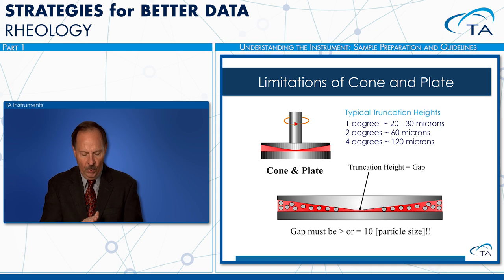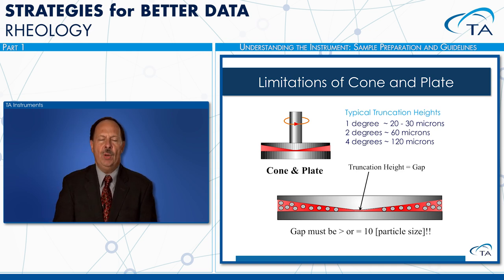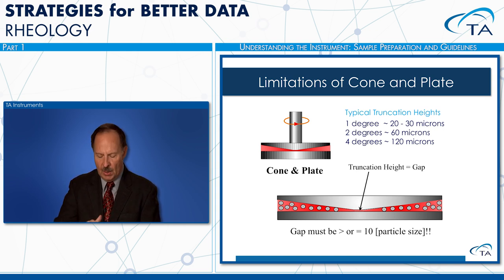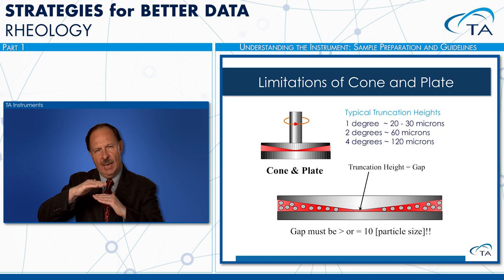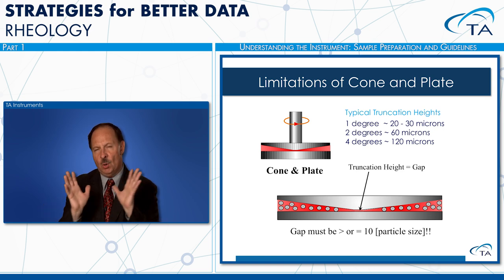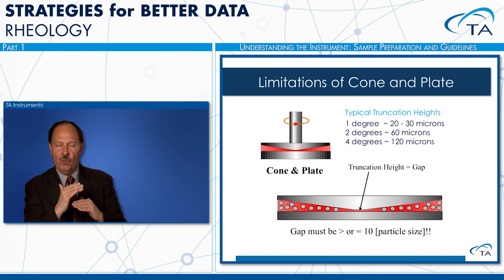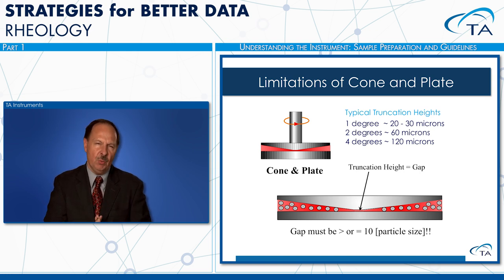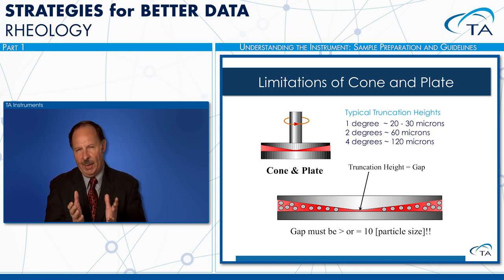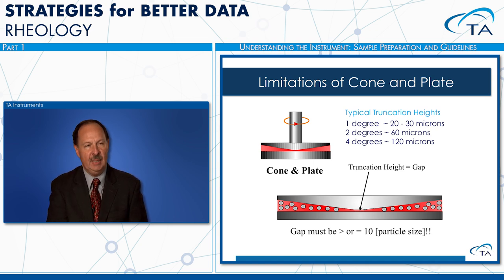Another issue with going to a very small gap is when you start working with higher molecular weight materials, higher viscosity materials, and as you're squeezing the material down to the target gap, you're going to generate these axial forces, these normal forces, and sometimes it could take forever to get to the target gap that you need to be at to get the best data. So for that reason, for some high molecular weight materials, the cone and plate is not a very practical geometry to use. It's because it is restricted to that gap.